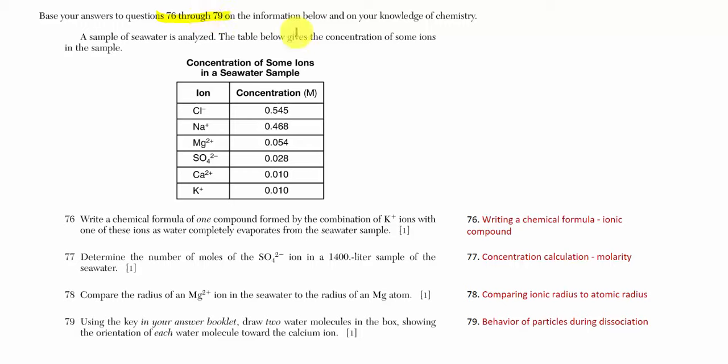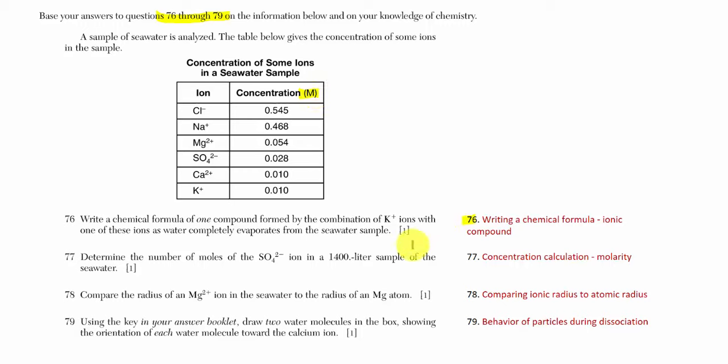Question set 76 through 79, based on this very simple little narrative and a collection of information. A sample of seawater is analyzed. The table below gives the concentration of some of the ions that are found in the sample. So our seawater seems to contain chloride, sodium, magnesium, sulfate, calcium, and potassium ions. And here are the concentrations in moles per liter.